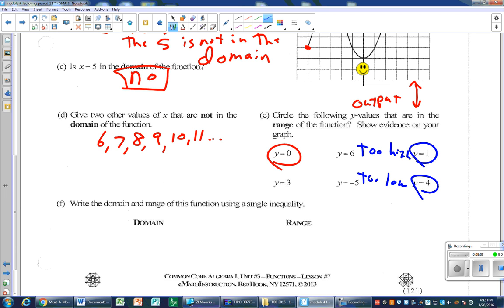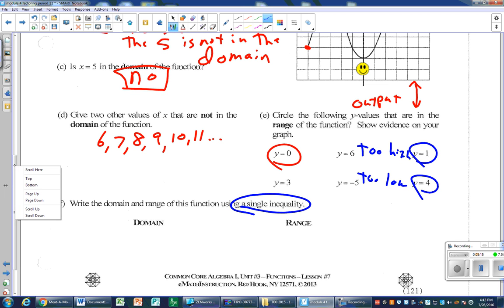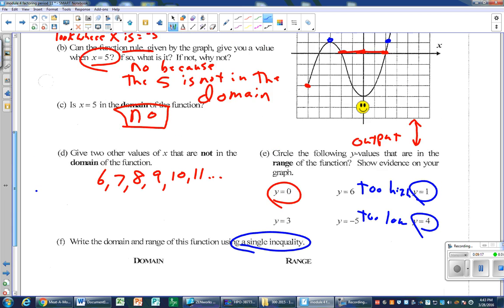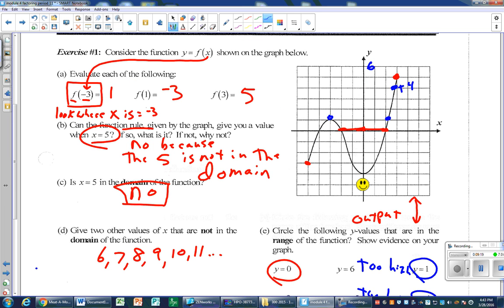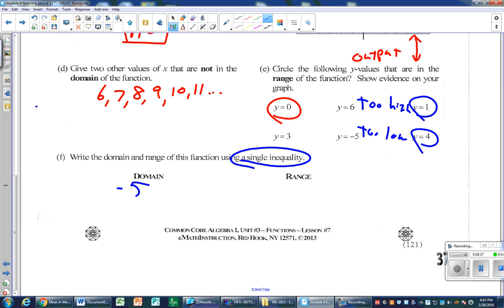Write down the domain and range of this function using a single inequality. Okay, this is review from week number 1, and we're already in week, what, number 28? So the domain is the x values. It goes from here to there. So negative 1, negative 2, negative 3, negative 4, negative 5, and positive 1, 2, 3. So it goes all the way from negative 5 to positive 3.